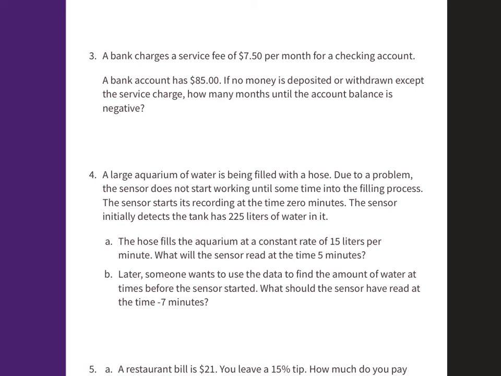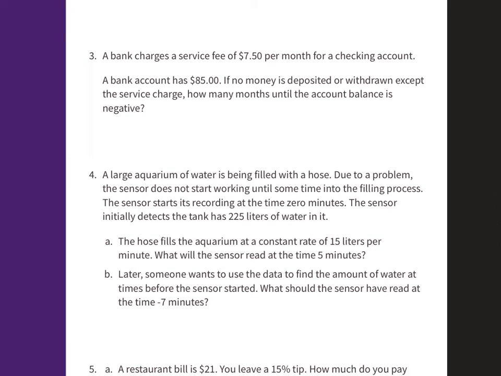Number 4, a large aquarium of water is being filled with a hose. Due to a problem, the sensor does not start working until sometime into the filling process. The sensor starts recording at a time of 0 minutes. The sensor initially detects the tank has 225 liters of water. The hose fills the aquarium at 15 liters per minute. What will the sensor read at 5 minutes? So we just have to take 15 liters per minute times 5 minutes and then add that to 225.